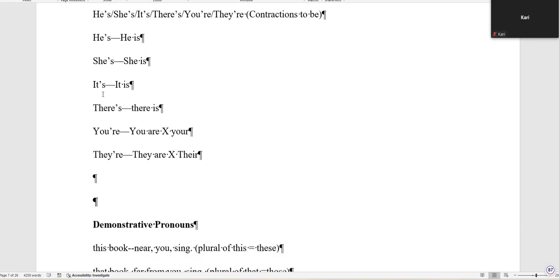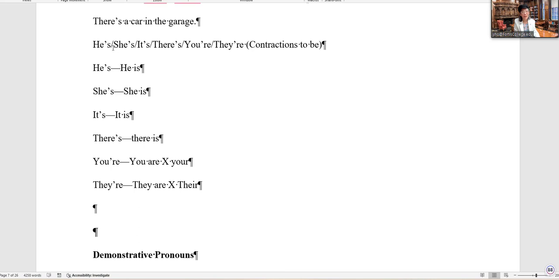Yeah, it happens. So he's, she's, it's, theirs. So this is all the contractions for when people talk. They talk really quickly and they say he's, she's. But when you write an academic paper, you should avoid using contractions because that's very unprofessional. That's just very conversational. So when you write a paper, you should write out he is, she is, it is, because it sounds more professional.